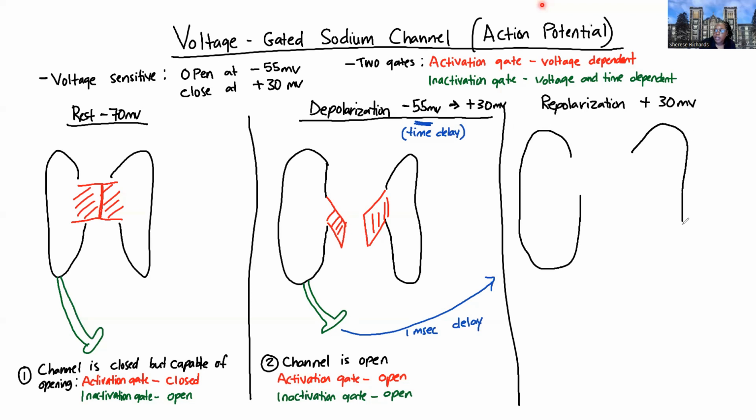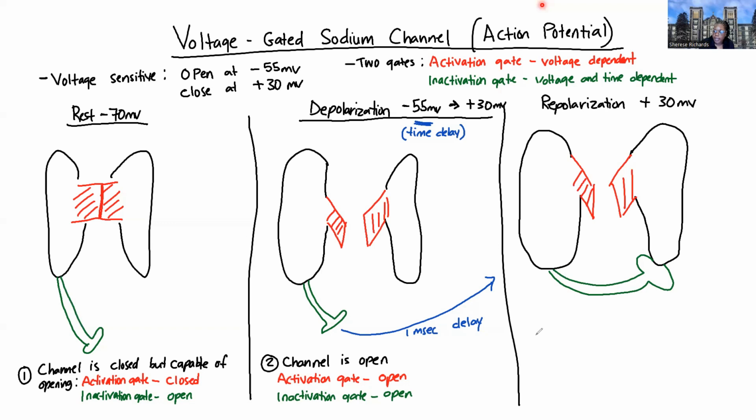So in this repolarization state, we begin with our activation gate still open because this is going to be our refractory period. We'll talk about this later on. However, our inactivation gate is now closed. So even if we had a strong enough membrane potential, which is negative 55, the channel here is incapable of being open simply because the inactivation gate is closed.